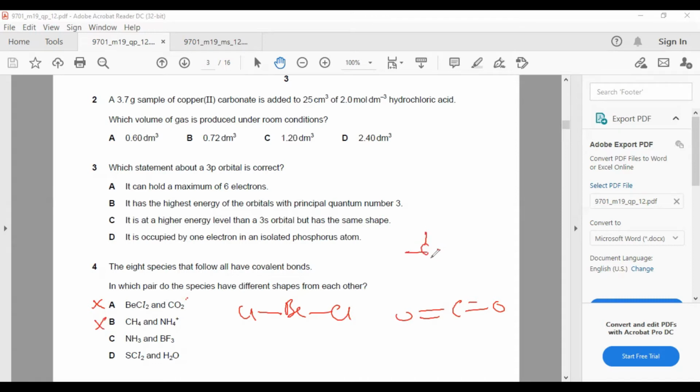Methane has 4 single bonds and ammonium also has 4 bond pairs. Both have 109.5 degrees, almost. C is the answer. NH3 has a lone pair. You should have memorized it, 107 degrees. Boron trifluoride is also a very frequently asked question, 120 degrees, trigonal planar, and this is pyramidal. C is the answer.